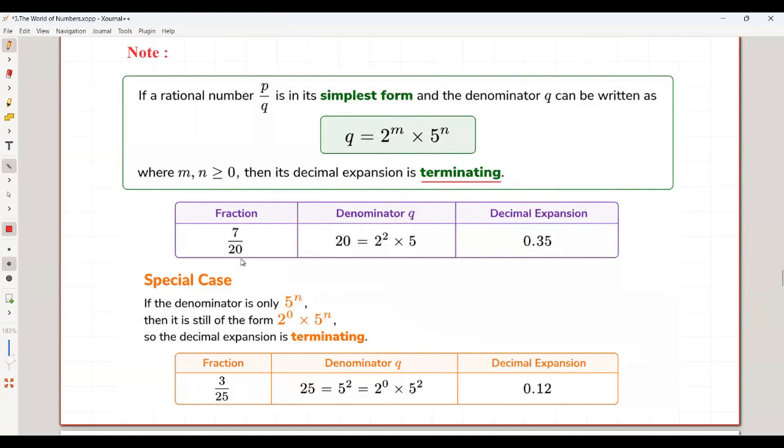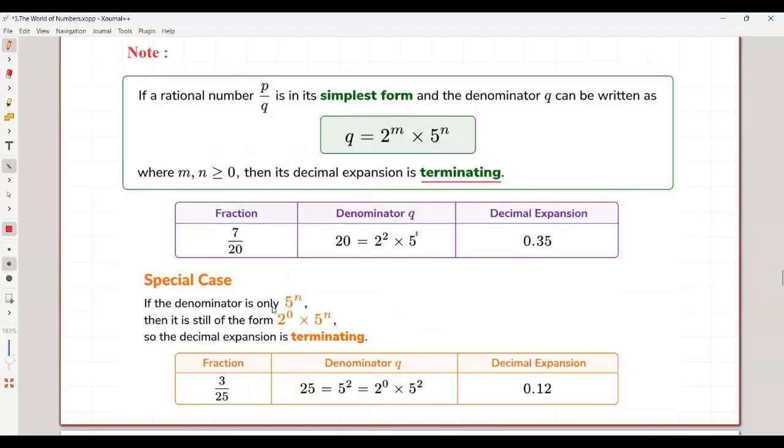For example, 7 by 20. We have to check whether 7 by 20 is terminating or non-terminating repeating. We need not divide and check. Instead, check the denominator 20. 20 can be written in the form of 2 square into 5. So it has the form 2 power m into 5 power n. Therefore, we can say this has a terminating decimal. If you just divide 7 by 20, you get 0.35, a terminating decimal expansion.